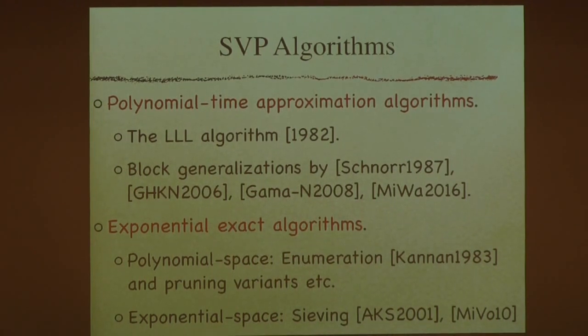For polynomial time approximation algorithms, it started with the LLL algorithm, and then there is all this block generalization in the past 30 years. For exact algorithms, there are essentially two categories. Algorithms which are polynomial space, like enumeration and all its variants, such as pruning variants of enumeration. And then you have exponential space algorithms. At this point, I'm going to ignore exponential space algorithms. These are the ones with the best asymptotics, but in practice they seem to be beaten by these polynomial space algorithms.